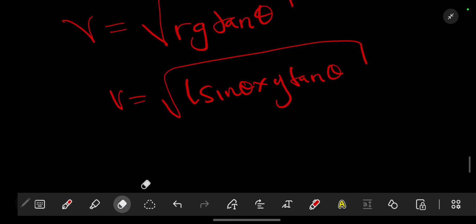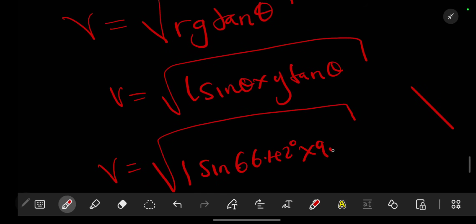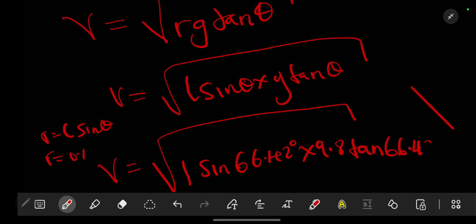So we have v equal to the square root of, what is our L? The length of the chord is 1. Sine of the angle we found was 66.42 degrees, then times our 9.8. If you're not good at pressing the calculator, it's better you find what r is equal to, L sine of theta, and whatever it gives you, if r is 0 point something, just replace where there is r. Then times the tan of our theta, which is 66.42.